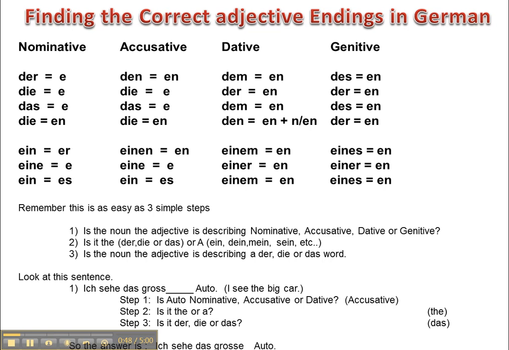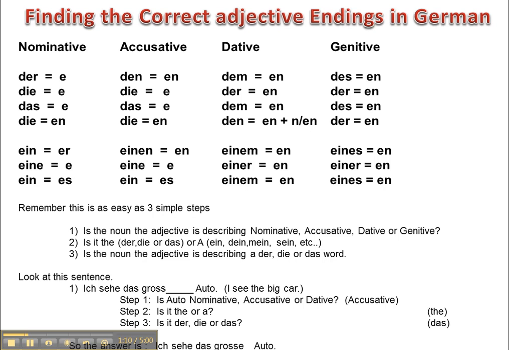A very simple way to start is the very first thing you have to do, and I've broken it into 3 steps. First, find out what case the noun is in that your adjective is describing. So it's either nominative, accusative, dative, or genitive. And we'll talk a little bit about each one of these and what it means.